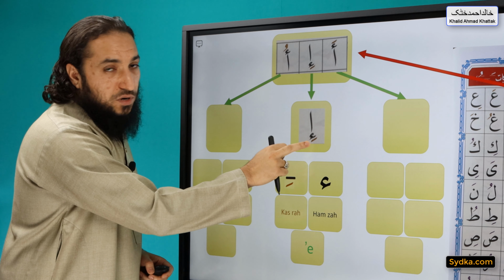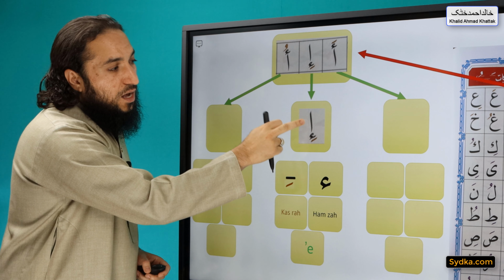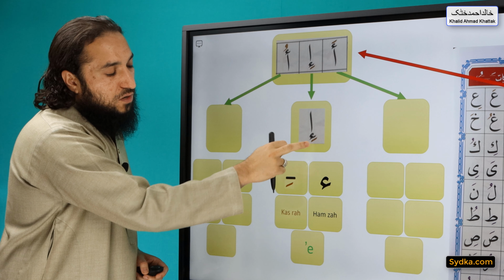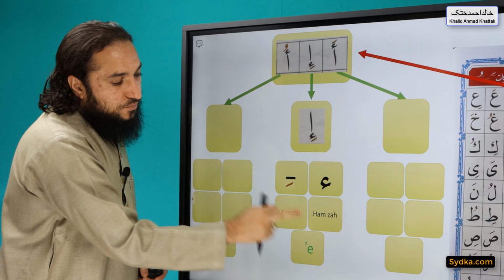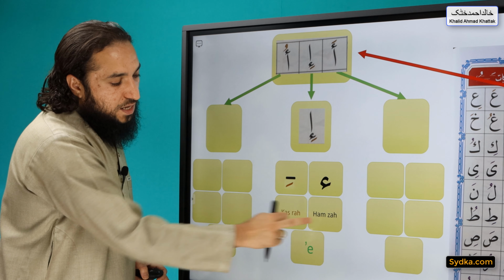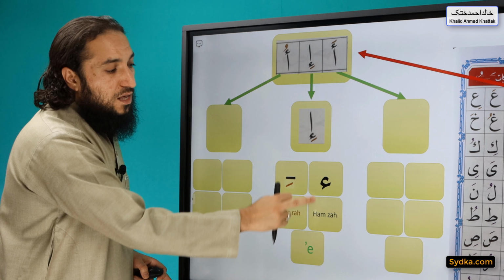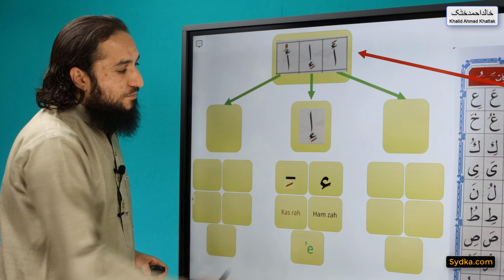And here the kasra goes underneath. Here Alif is a chair for Hamza. Hamza, and this is kasra, underneath. Hamza kasra, and this is the transliteration. Hamza kasra, and this is the sound. Hamza kasra E.